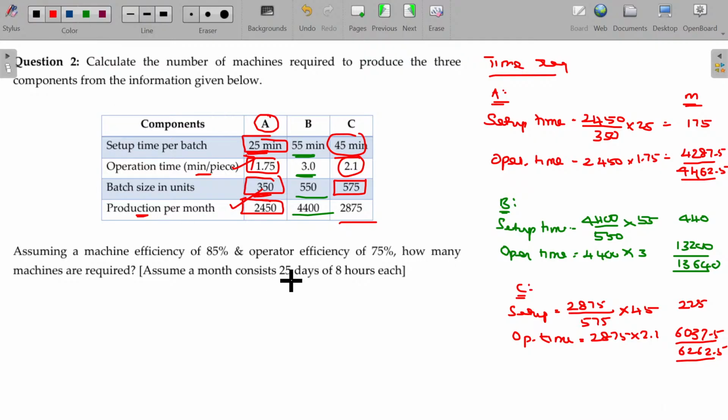Assume a month consists of 25 days and 8 hours per day. Come on. What are the hours you have? 200 hours into 60 minutes. 12,000 minutes you have. Am I right? You have all the details in minutes, so you have to convert that into minutes. Come on. Find out the total time required. Yes. Add up the 3.